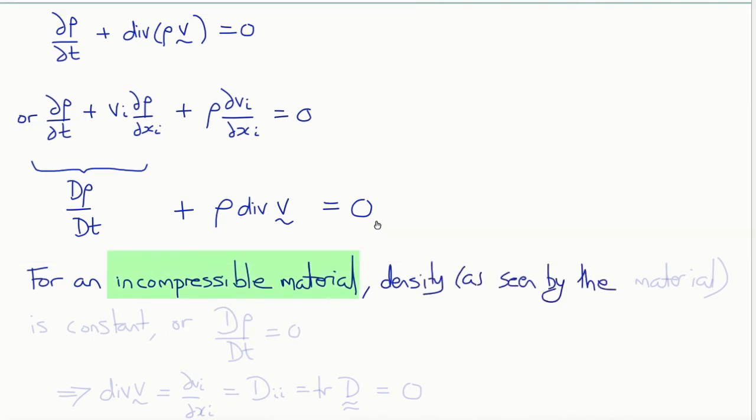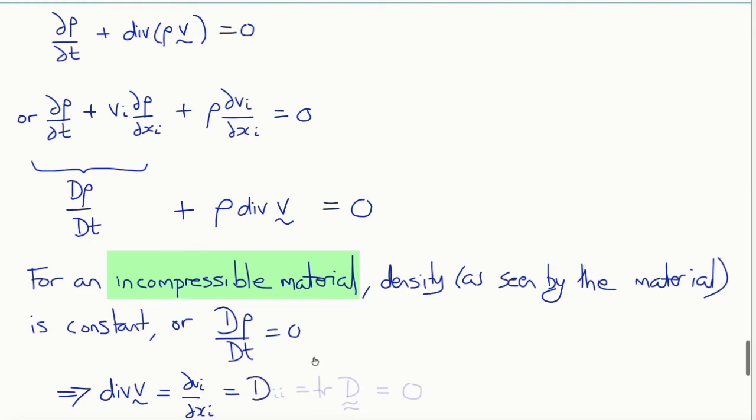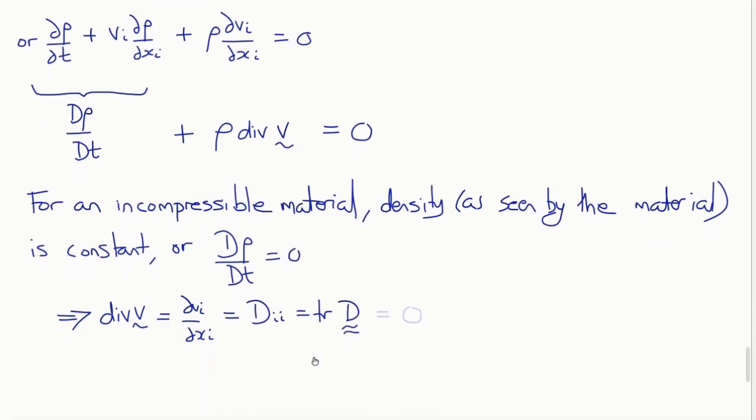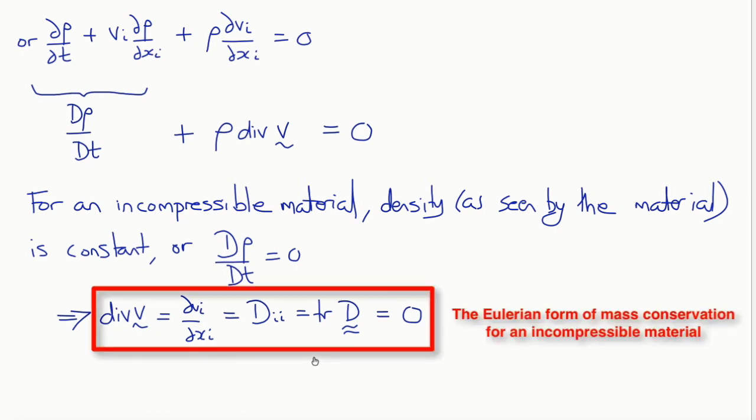Now, again, if we have an incompressible material, then the density from the point of view of the material is constant. In other words, the material derivative of the density, Dρ/Dt, is equal to 0. And therefore, our conservation of mass simplifies to div v, which is ∂vi/∂xi, which is also dii, the trace of the rate of deformation tensor, must all be 0. So that is the Eulerian form of conservation of mass for an incompressible continuum.